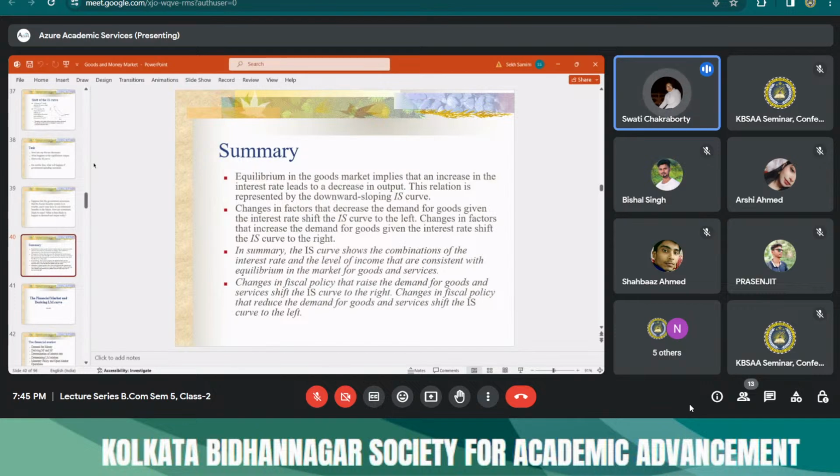Now, consider changes in factors that decrease the demand for goods, given the interest rate. We saw that when the tax increases, given the interest rate, the IS curve shifts to the left. But if there was an increase in government expenditure, then the IS curve shifts to the right. So changes in fiscal policy that increase the demand for goods and services shift the IS curve to the right, and vice versa when they lead to a decrease in the demand for goods. Okay, can we go to the next slide, please?